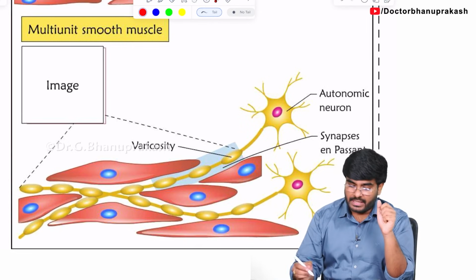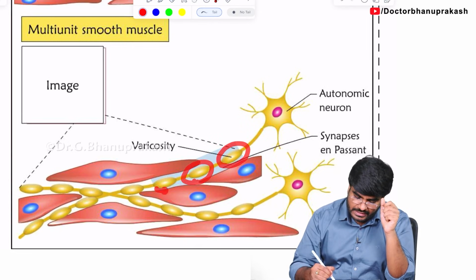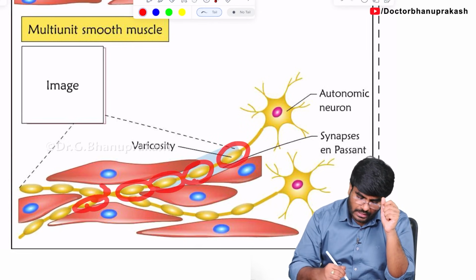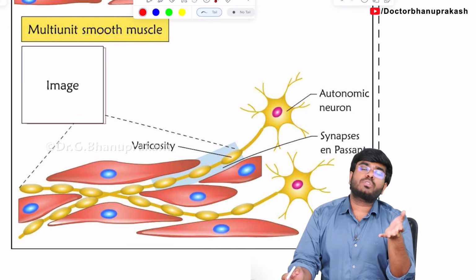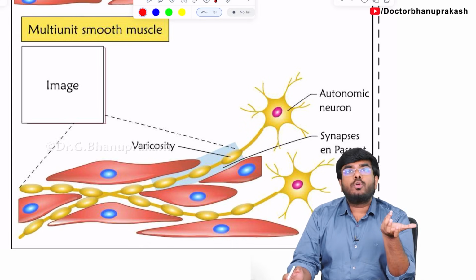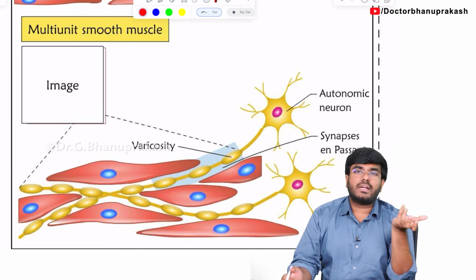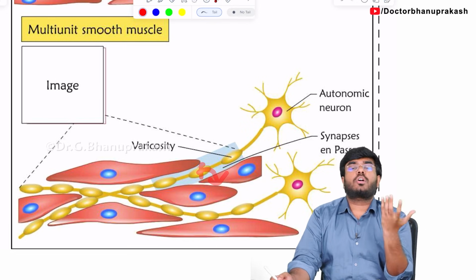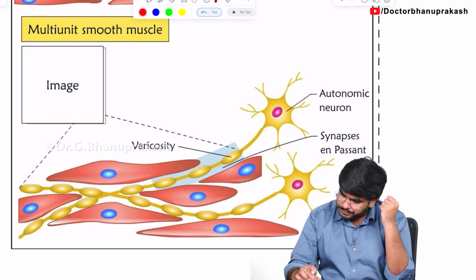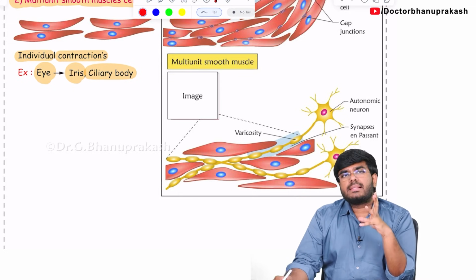But my question is, where do you see varicosities? The varicosities are not present in the skeletal muscle, but they are present in the smooth muscle. What are varicosities? They are nothing but the bulges in the neuron which contain the neurotransmitter. Whenever there is a depolarization, they are going to release the neurotransmitter and cause the contraction of the smooth muscles.